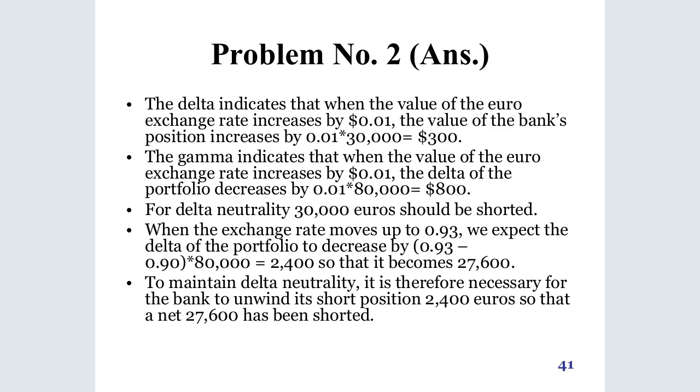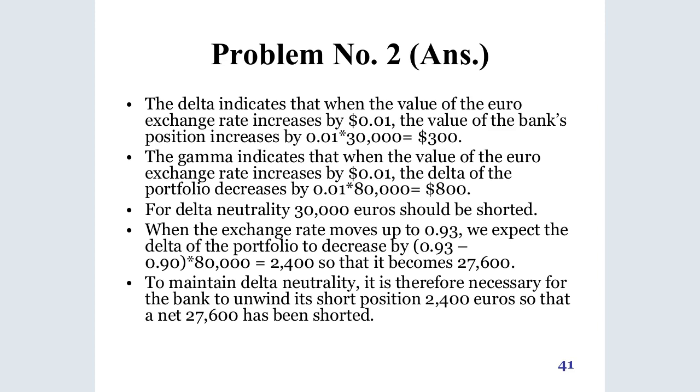So to get delta neutrality, what should you do? You should short delta, because if the price goes up, your position goes up by the delta of 30,000, which is 300. So if you want to make it delta neutral, you should have something that will go the other way around. So you short the delta. You short 30,000 euros, because that is how you will get the 300.